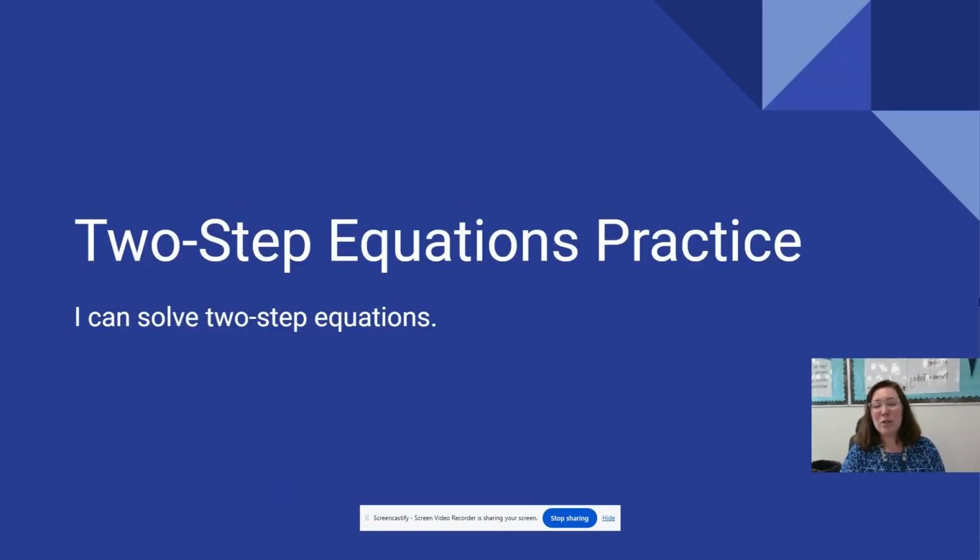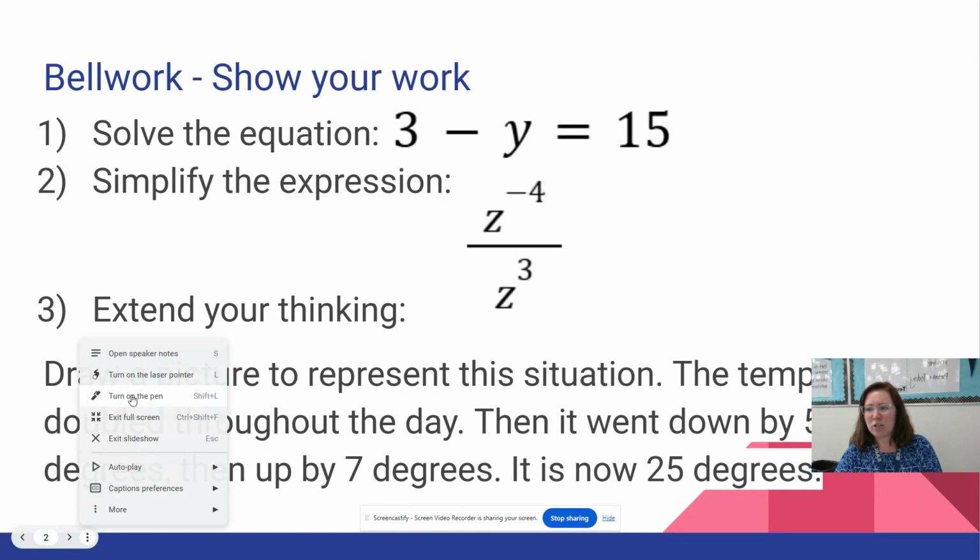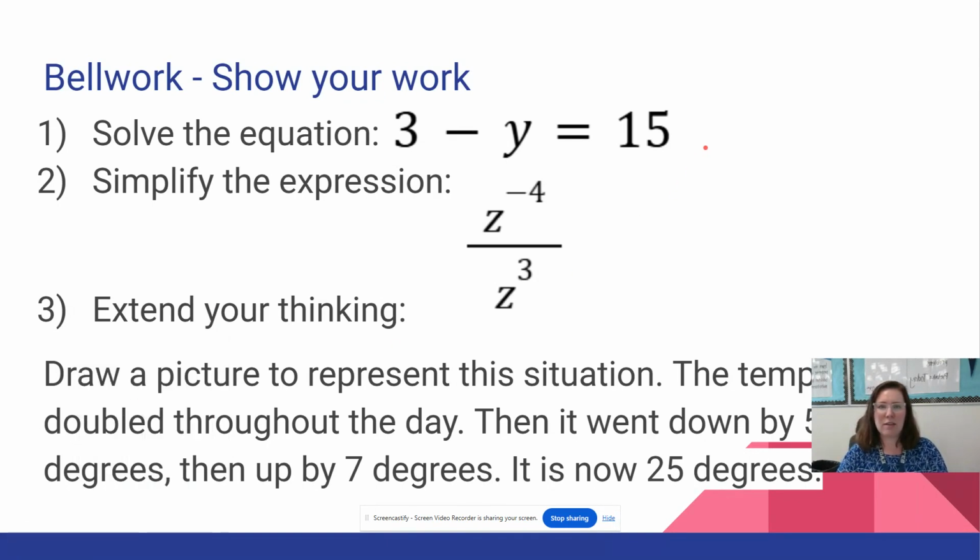Hi! Today we're going to be practicing solving two-step equations. So first we start with some bell work, which is a little combination of things we've learned before and things that we're kind of practicing now. So our goal is to get y by itself. So we need to get rid of this 3. It's a positive 3, so we do minus 3 on both sides.